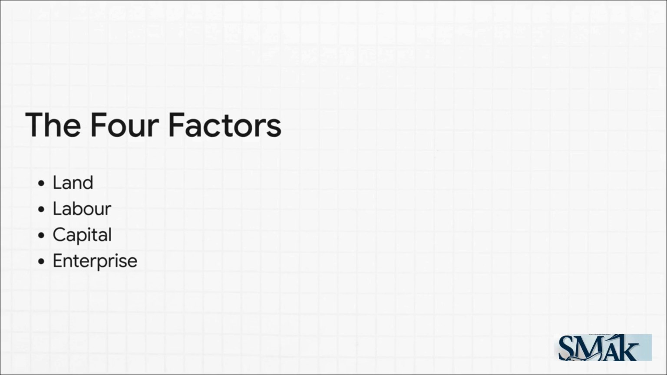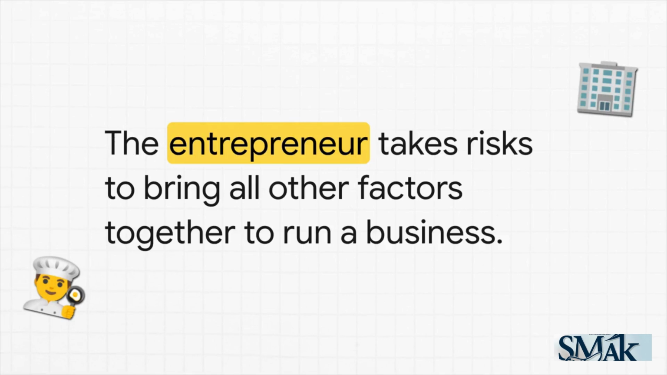Third, we have capital. Now, people constantly confuse this with just cash. But economic capital actually refers to man-made resources. Things like heavy machinery, automated robotics, and tools that make production possible. And finally, enterprise. This is the risk-taking by the owner. To really wrap your head around enterprise, just think of the entrepreneur as the chef of the whole operation.